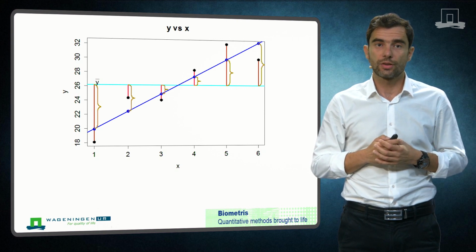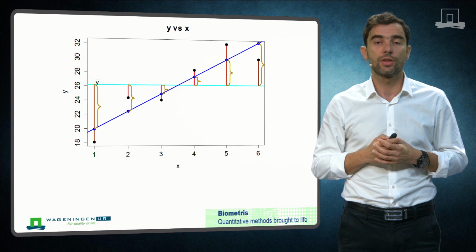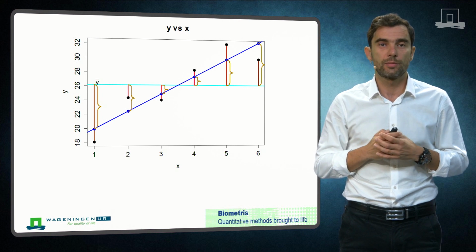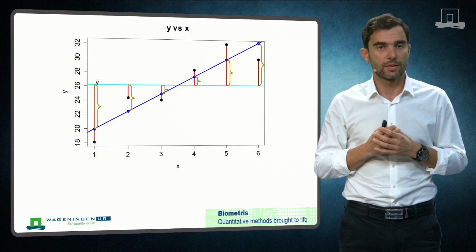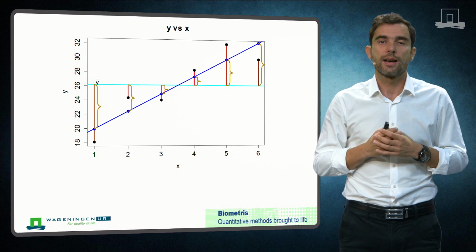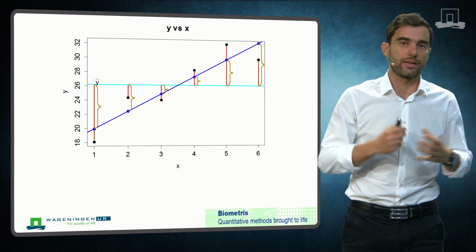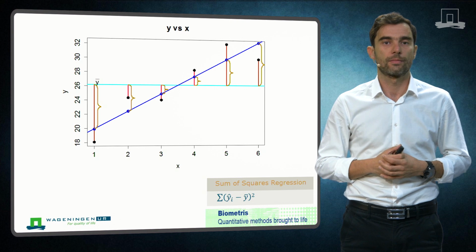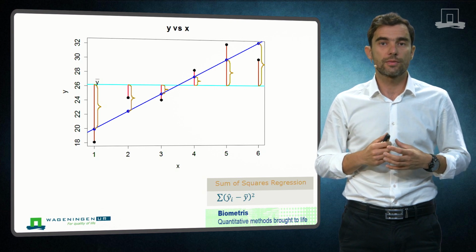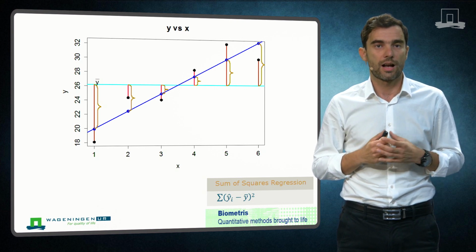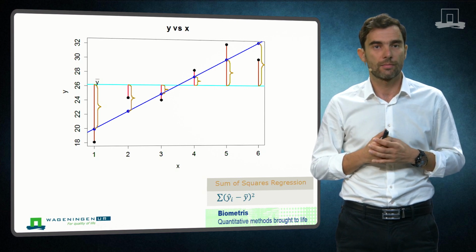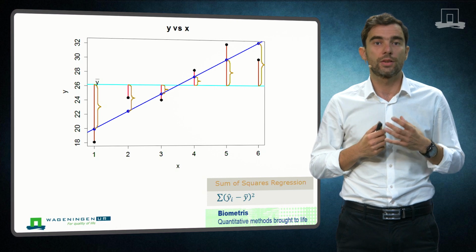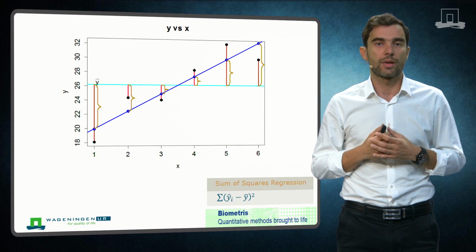The improvement in prediction by the regression model can easily be visualized. It is the distance between predictions y hat and mean y bar, as shown here with the brown curly brackets. To quantify this improvement in one single number, again we sum over the squared differences, hence the formula. The sum of squares for regression, abbreviated SSR, equals the sum over all squared differences between y hat and y bar. This quantity is the part of the total sum of squares that can be explained by the variable x.